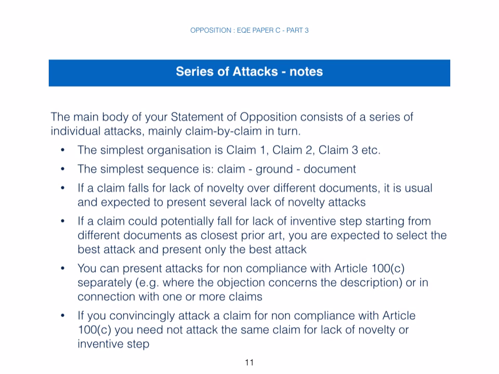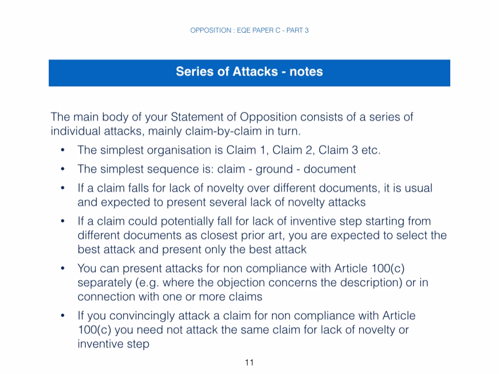For example, claim 1, lack of novelty over document so-and-so. If a claim falls for lack of novelty over different documents, it's usual and expected for you to present several lack of novelty attacks. If a claim could potentially fall for lack of inventive step, starting from different documents as close as prior art, you are expected to select the best attack and to present only the best attack.